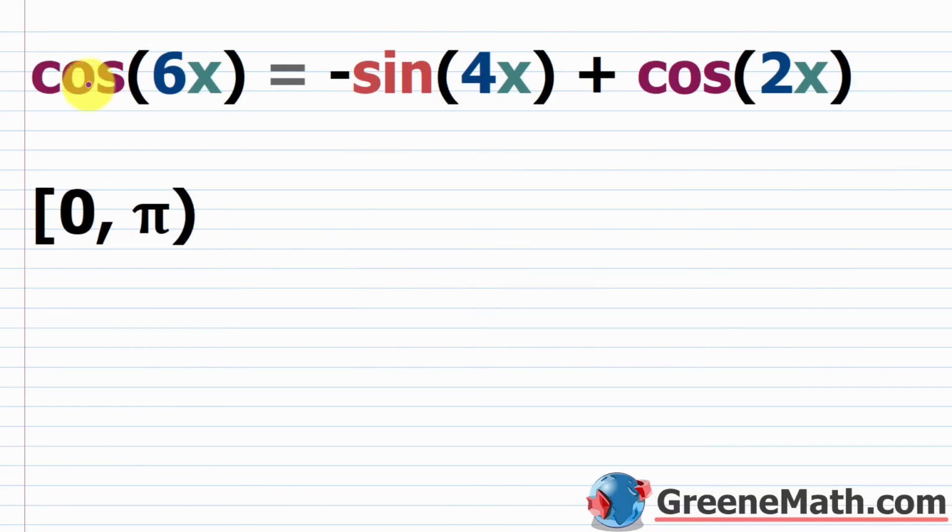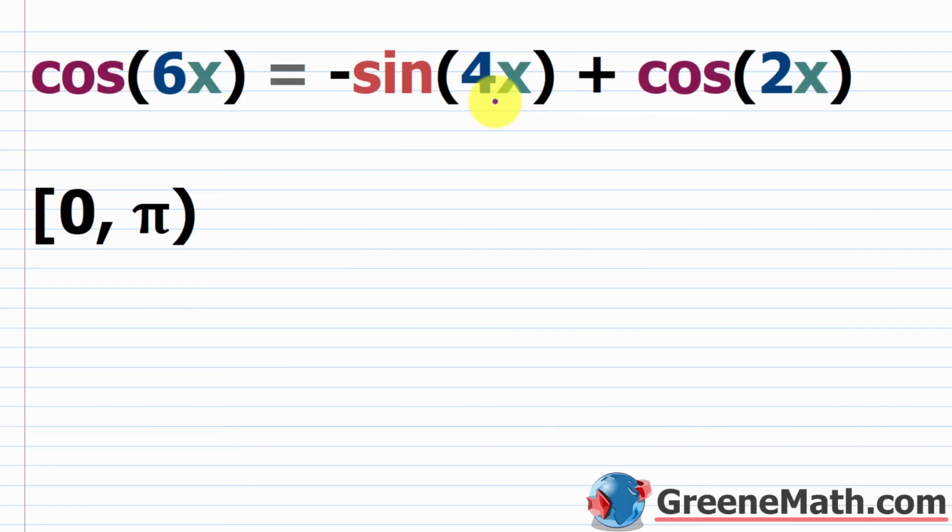So here we have the cosine of 6x is equal to negative sine of 4x plus the cosine of 2x. So here we're going to solve over this interval from 0 to pi, where 0 is included and pi is excluded. When you solve a problem like this that involves these sum to product identities, in most cases, you're not going to solve that over an interval because there's just too many solutions. You will give the general solution.